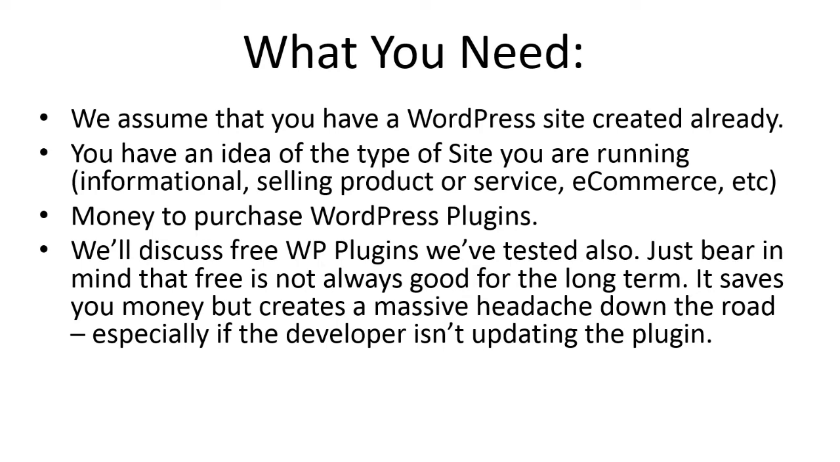If you don't have an idea and you're just watching this course to get an idea of how you can automate your WordPress site in the future, then you need to understand which one of these categories it fits under. Like I said earlier: informational, selling a product or service, e-commerce, or membership site. And of course, you'll need to have some money to purchase WordPress plugins. Like I said, some of these are free, but some of these will cost money.